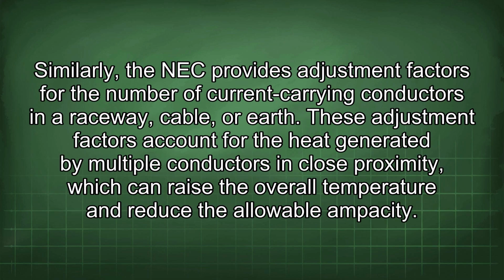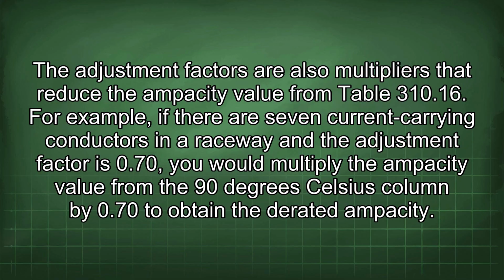Similarly, the NEC provides adjustment factors for the number of current-carrying conductors in a raceway, cable, or earth. These adjustment factors account for the heat generated by multiple conductors in close proximity, which can raise the overall temperature and reduce the allowable ampacity. The adjustment factors are also multipliers that reduce the ampacity value from Table 310.16. For example, if there are 7 current-carrying conductors in a raceway and the adjustment factor is 0.70, you would multiply the ampacity value from the 90 degrees Celsius column by 0.70 to obtain the derated ampacity.